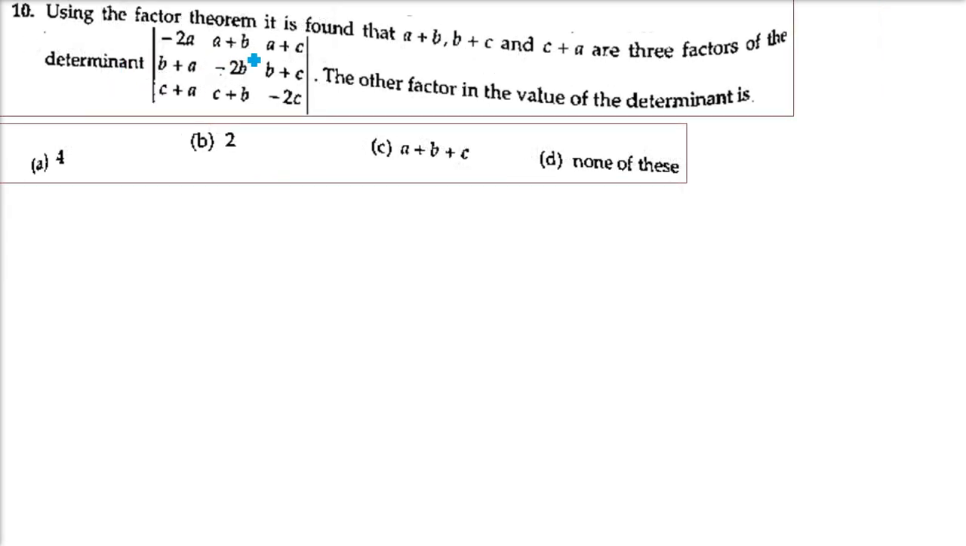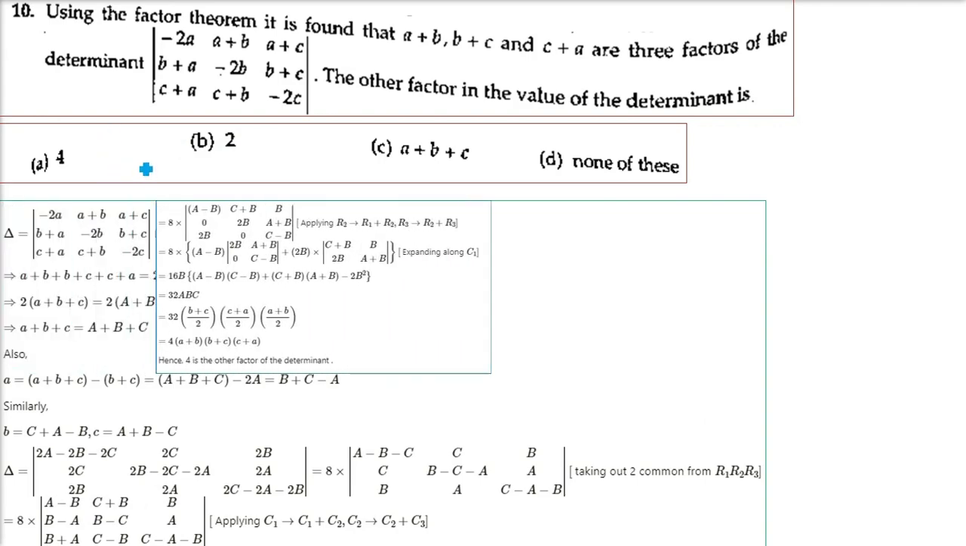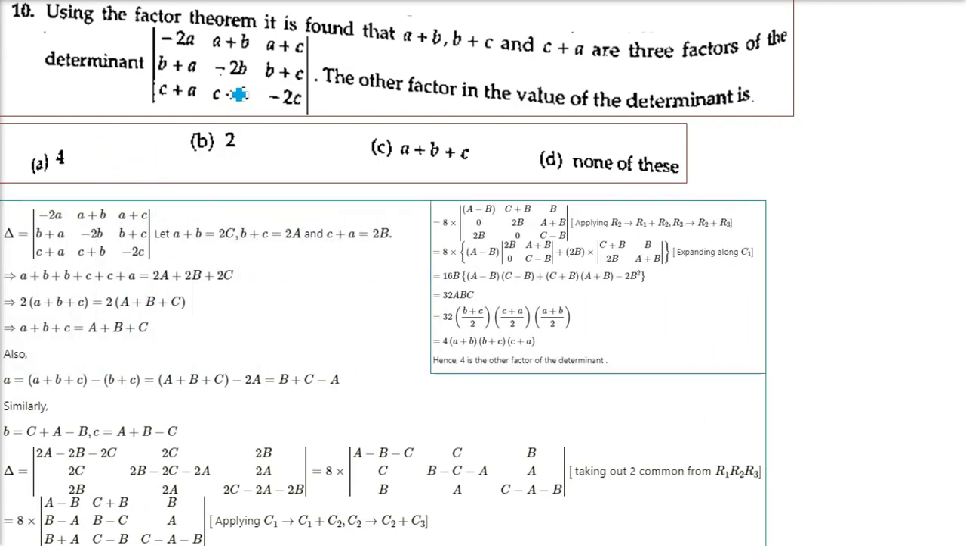Using the factor theorem, it is found that a plus b, b plus c, c plus a are the three factors of this determinant. The other factor in the value of the determinant is... So in order to solve this, we have to use a plus b, b plus c, c plus a. Everything we have to write in terms of these, because they are already given as the factors of this determinant. I hope you got the idea that a plus b, b plus c, c plus a is important.